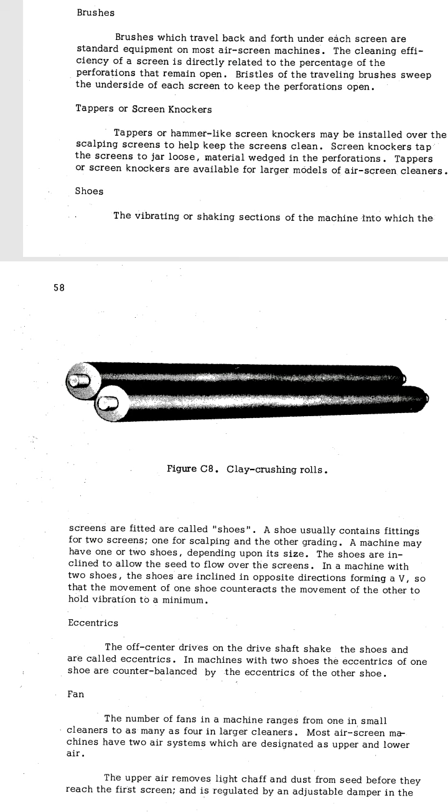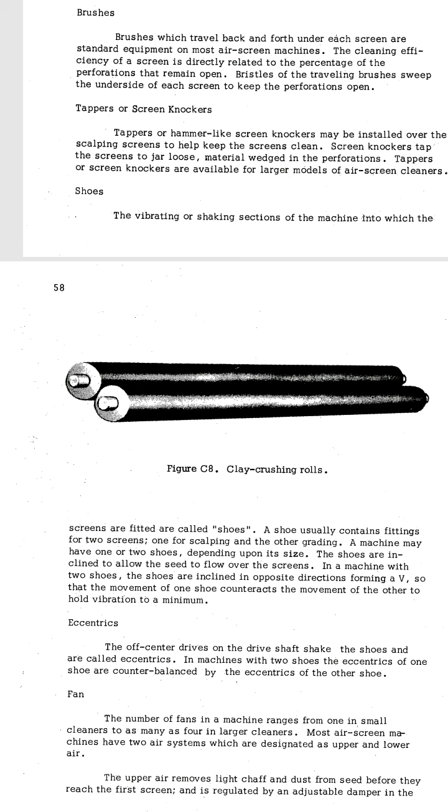Okay, the next part is eccentric. These are off-center drives on the drive shaft that shake the shoes and are called eccentrics. In machines with two shoes, the eccentrics of one shoe are counterbalanced by the eccentrics of the other shoe.